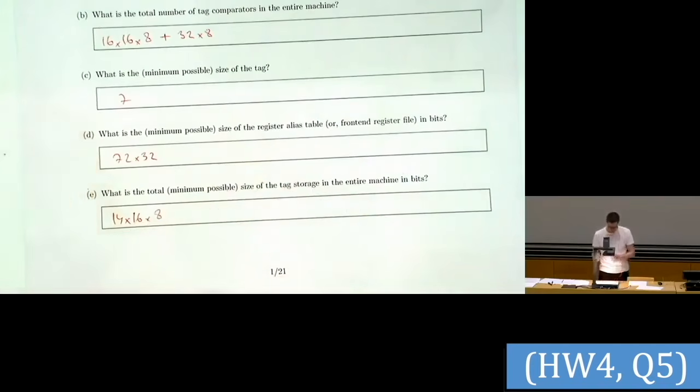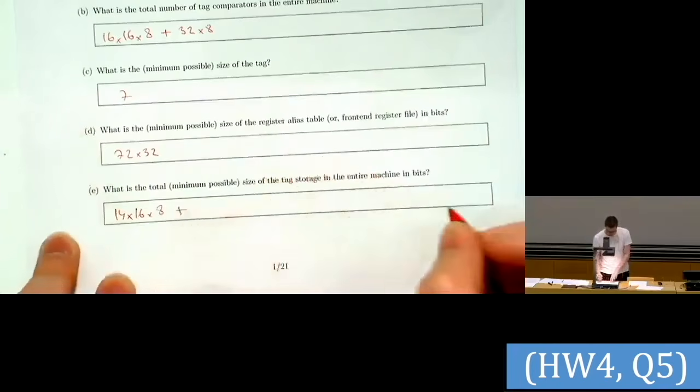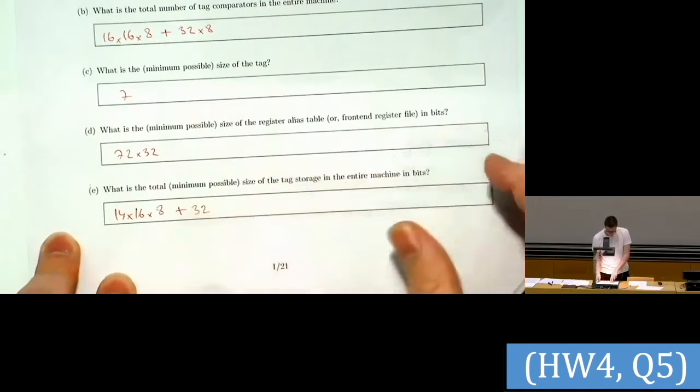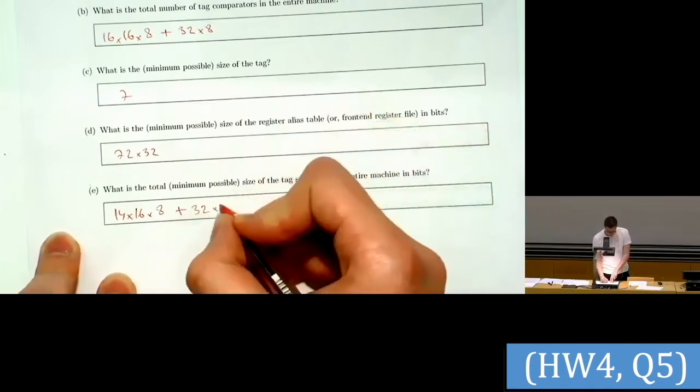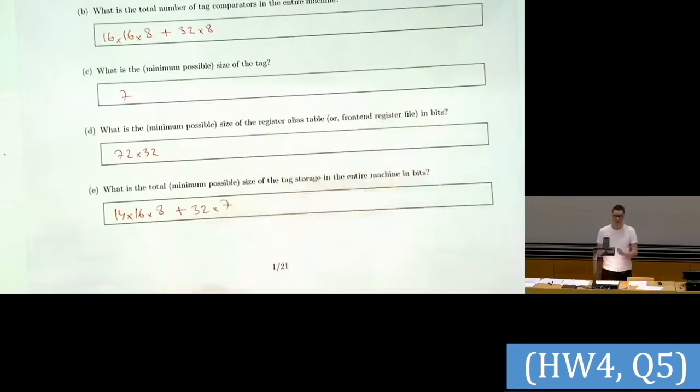So this is the tag storage for the reservation stations plus the tag storage for the register alias table, which is 32 multiplied by 7, right? We have only 7 bits in each entry. Okay. Is this correct, the total minimum size of tag storage in the entire machine in bits? Okay, yeah.